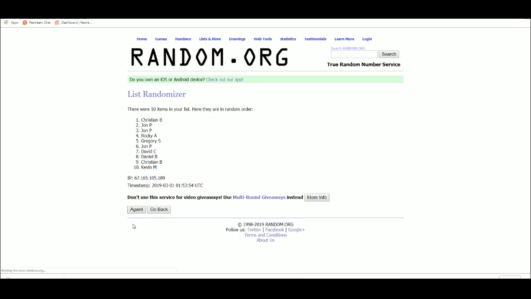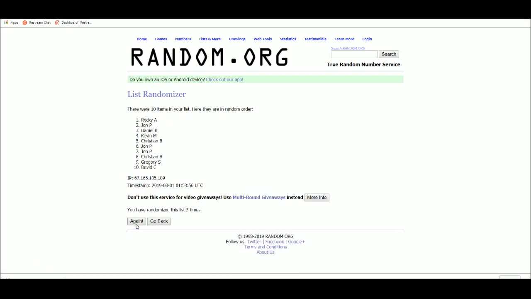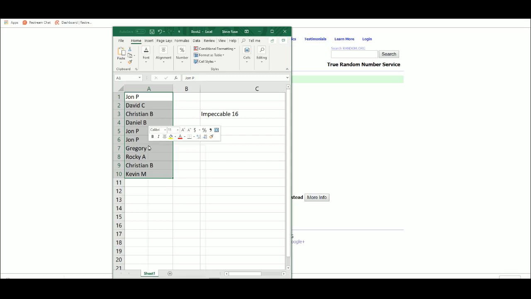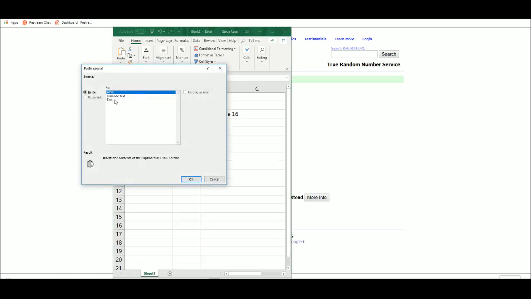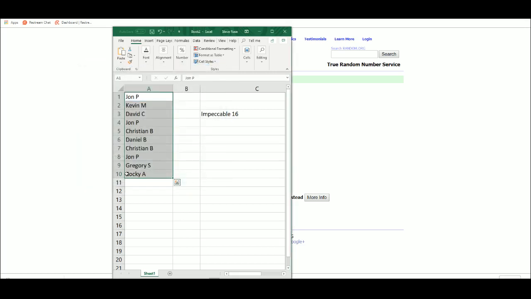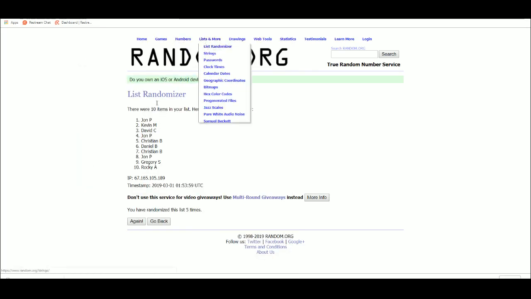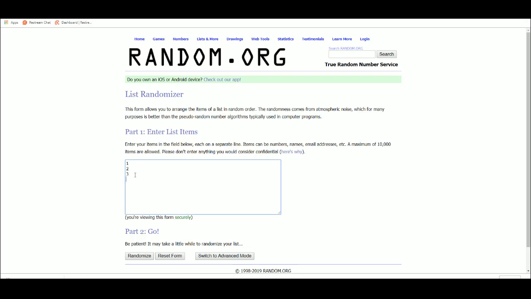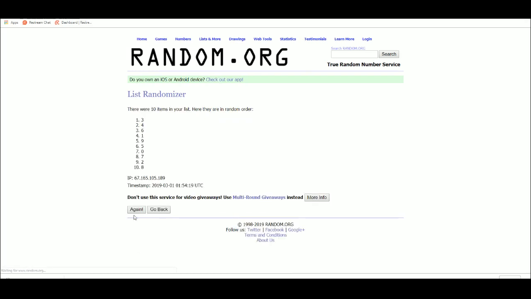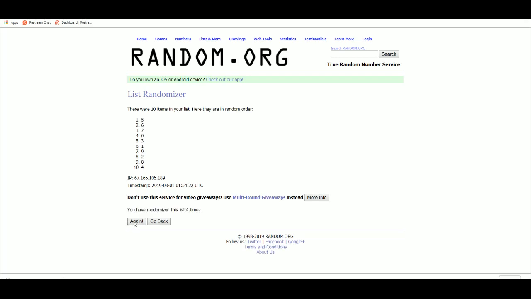It's 1, 2, 3, 4, and 5. So John at 1, Rocky at 10. Alright, let's get our serial numbers. Eight top, five bottom.